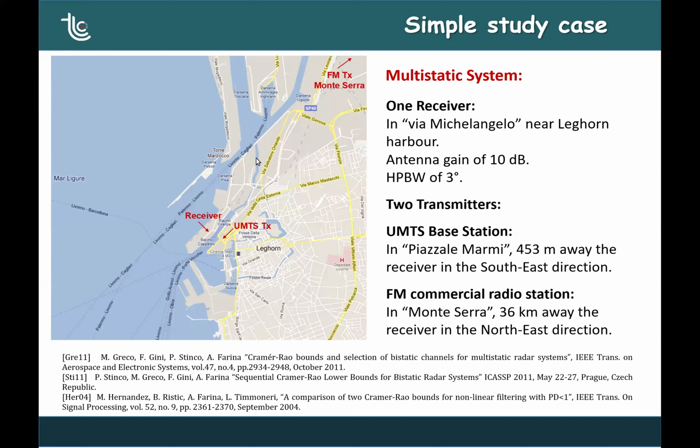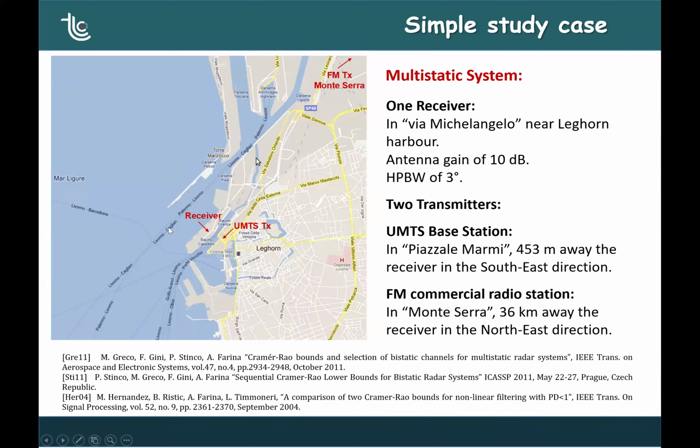Here, practically close to my city, that is Pisa, there is another city that is called Leghorn, in Italian, Livorno. And here we have a UMTS base station. And here in the upper part, we have an FM transmitter, that is on the Monte Serra, on the Serra Mountain, okay? So the UMTS transmitter is practically at the harbor, and one is on this mountain.